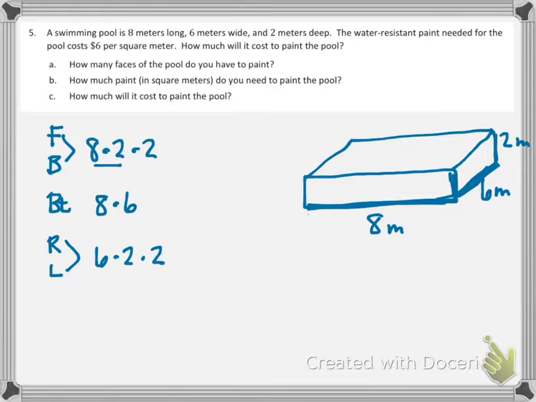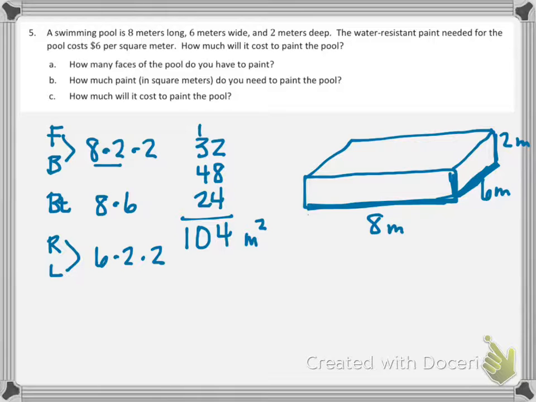16 times 2 is 32. 8 times 6 is 48. And then 6 times 2 is 12, and 12 times 2 is 24. So add those all together, and we get a 4, carry the 1. That's 104 square meters will be what we need to paint.